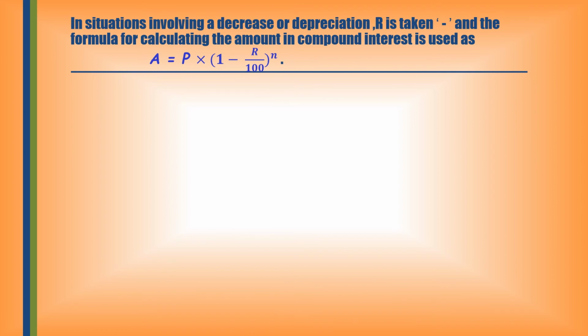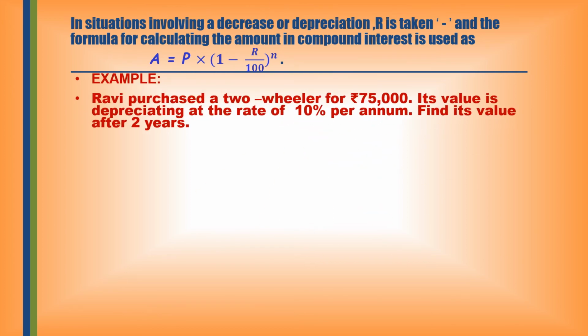Now, there are some situations involving a decrease or depreciation. In that case, we take R as negative and the formula is modified like this. So, amount equals P into 1 minus R by 100, the whole raised to N. Ravi purchased a two-wheeler for rupees 75,000. Its value is depreciating at the rate of 10% per annum. Find its value after 2 years.